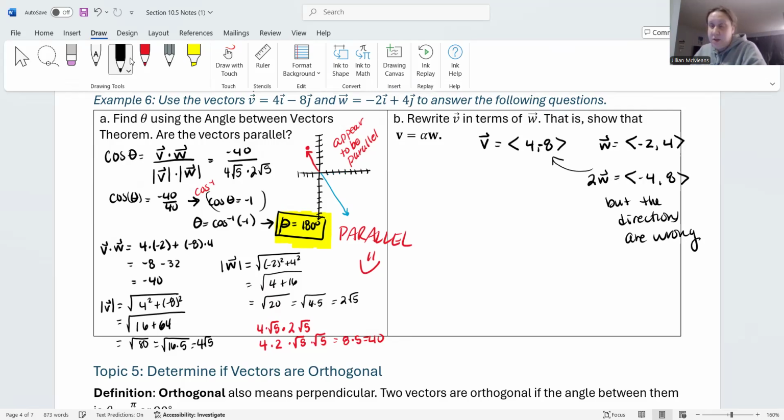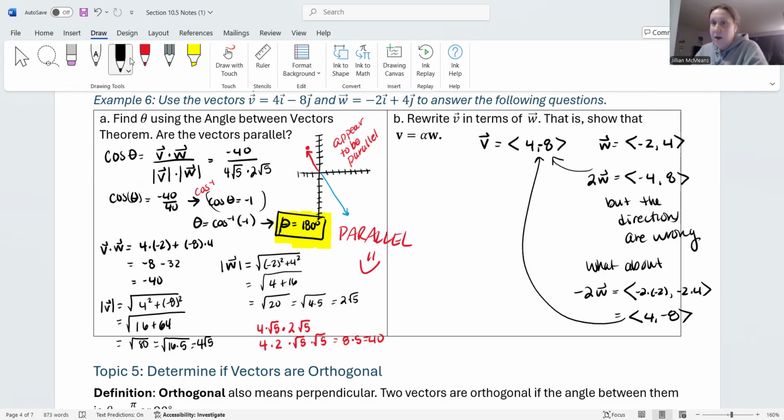So how else could I potentially write w? Well, what about -2 times the vector w? If I did that, I would take each component of w and multiply it by -2. -2 times -2, and then -2 times 4, would give me 4, comma, -8, which is exactly equal. So I could say vector v is equal to -2 times vector w. So I have now shown that v is a scalar multiple of w.